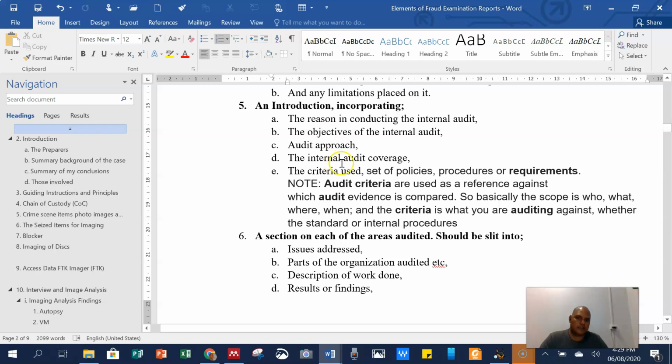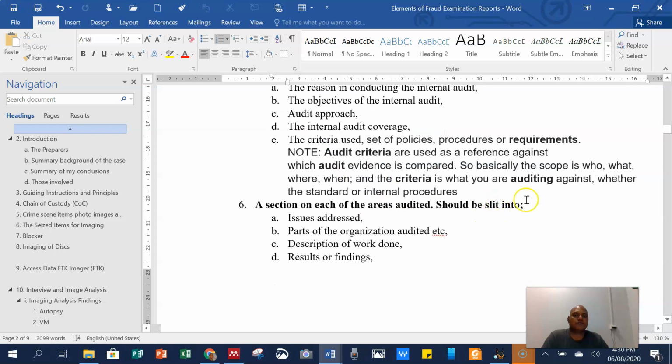The other one is the internal audit coverage. Like I said, it depends on the business cycle that you are covering. Sometimes it's more than 2 cycles. If it's 1 business cycle in a business unit, you can mention it here, so that the limitations as well as the scope of the internal audit are within the audit coverage, and also the criteria used. You can extend the criteria to cover the set of policies, procedures, and requirements.